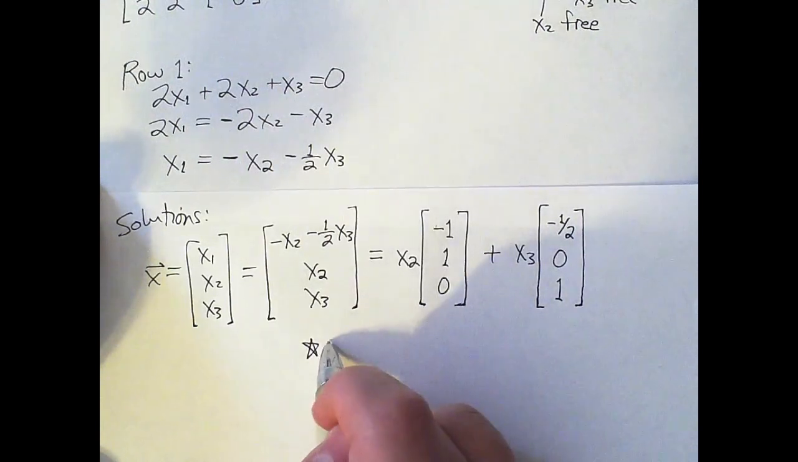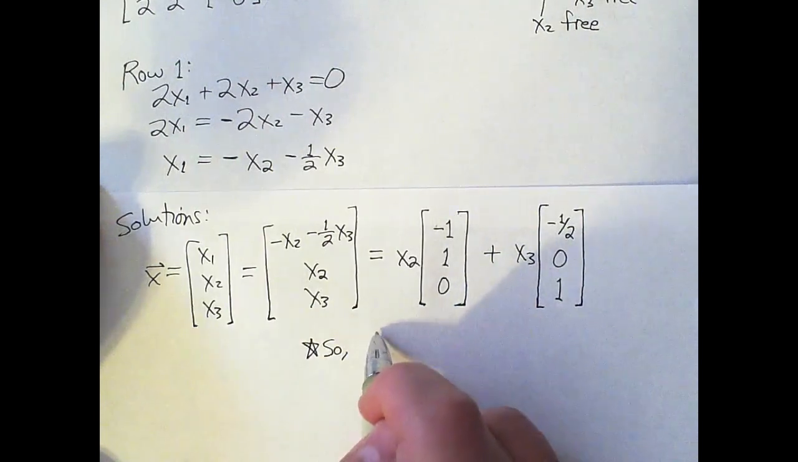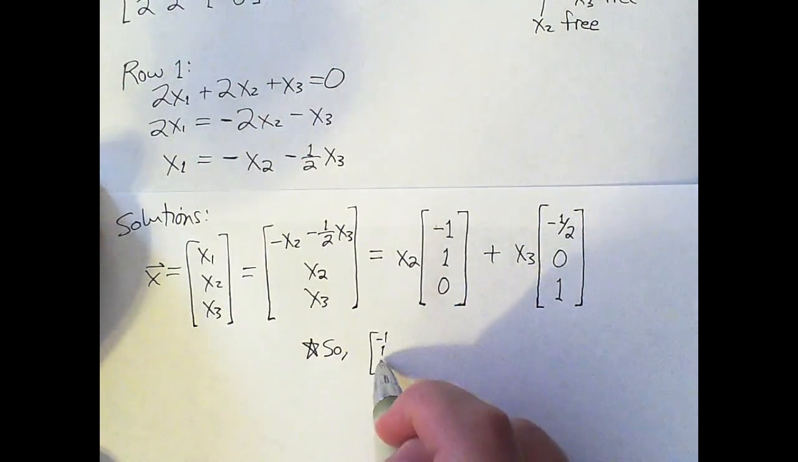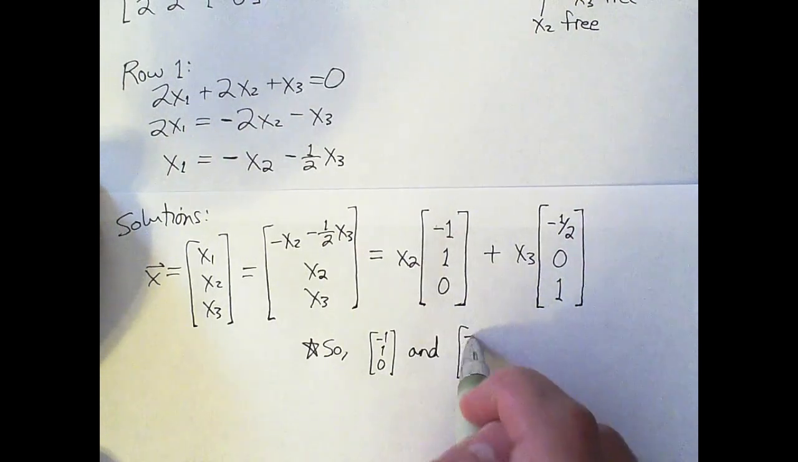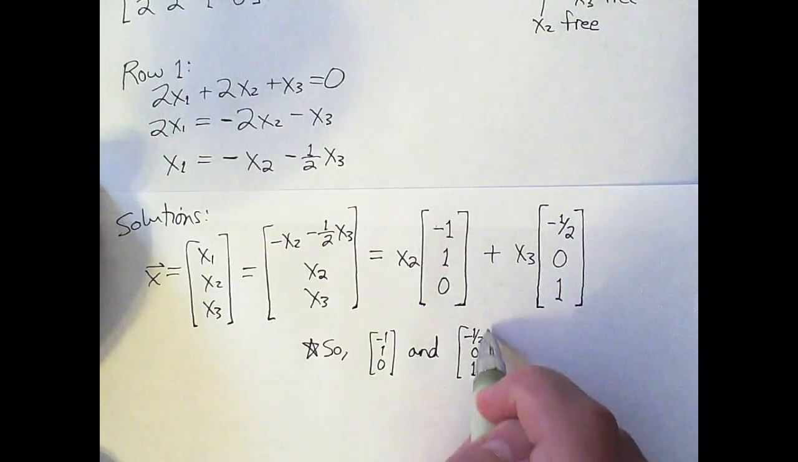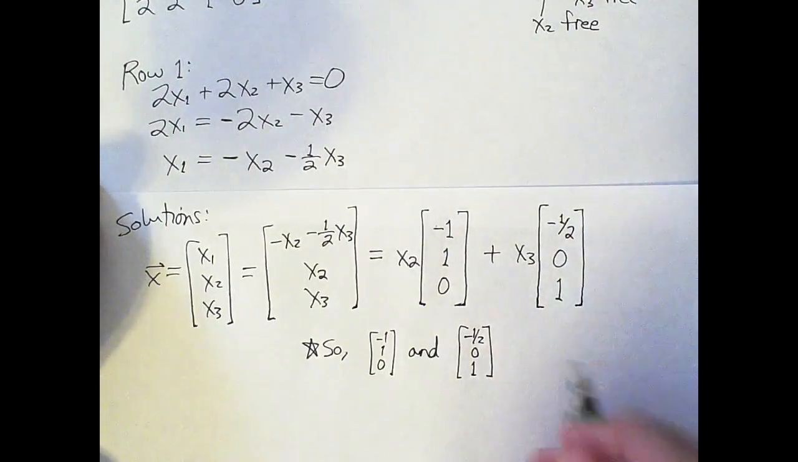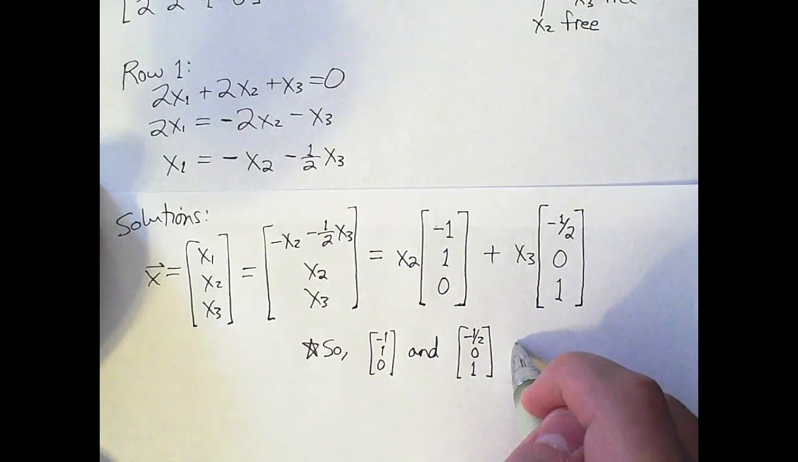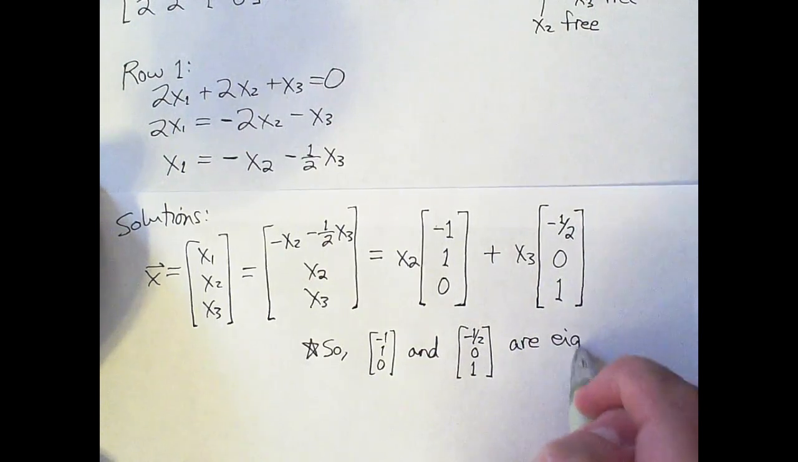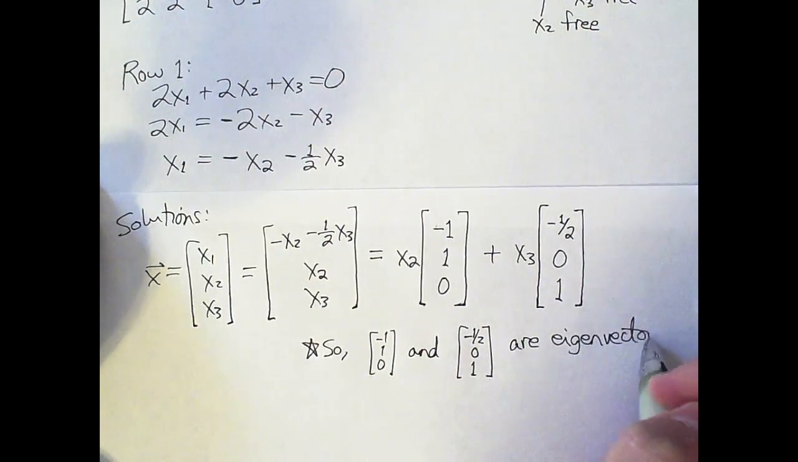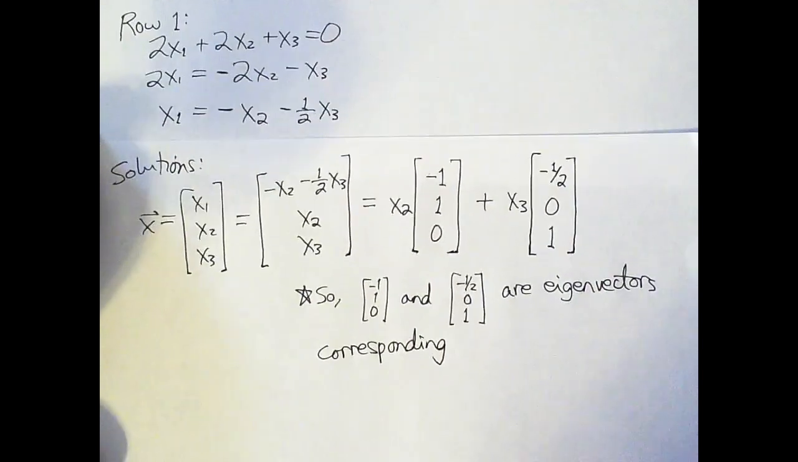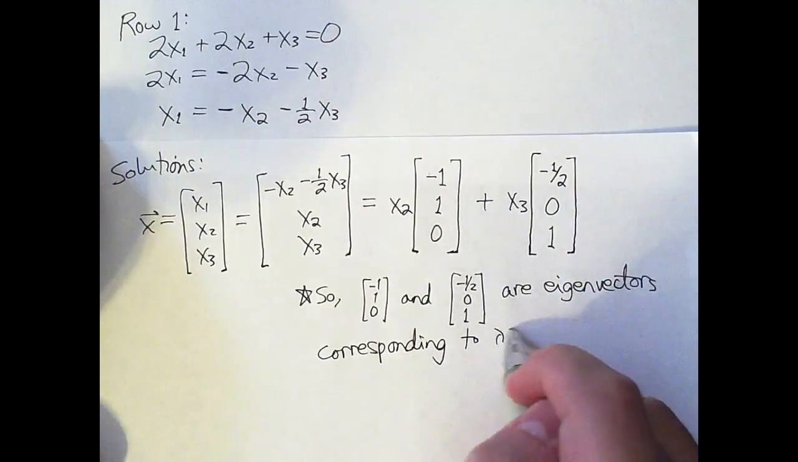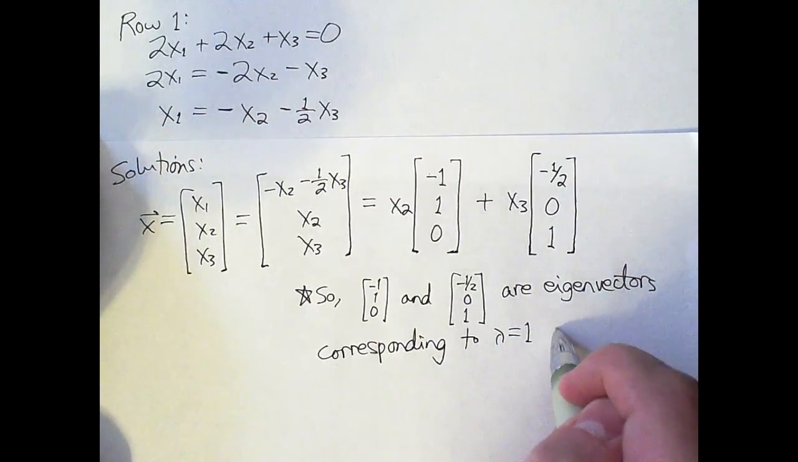You don't have to write this sentence, but I'm going to say, so negative 1, 1, 0, and negative 1/2, 0, 1. Does this mean that these are eigenvectors? I'm going to say these are eigenvectors. You don't have to write the sentence, but I want to be extra clear about this. They correspond to the eigenvalue lambda equals 1.